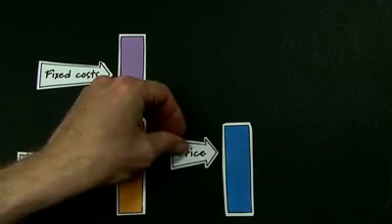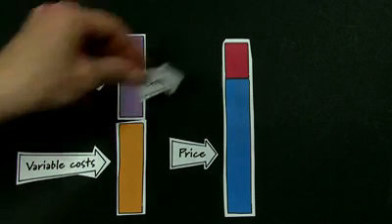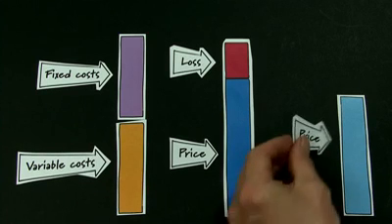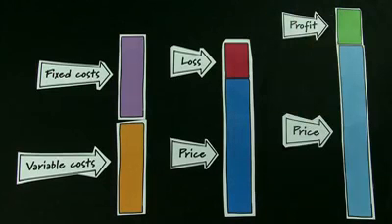You need to set your price far enough above your total variable costs to cover your total fixed costs for the volume of products you will sell. If you don't, you're making a loss. The more your price is above your combined fixed and variable costs, the bigger your profit.